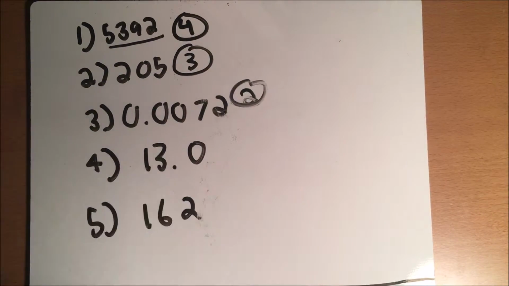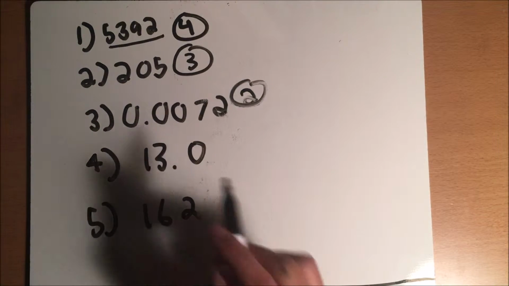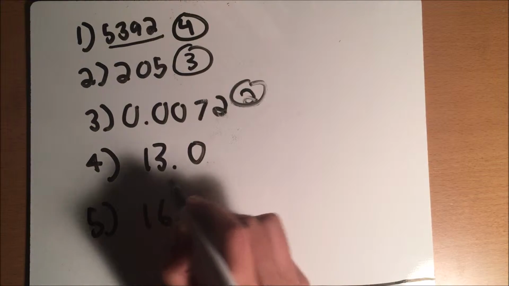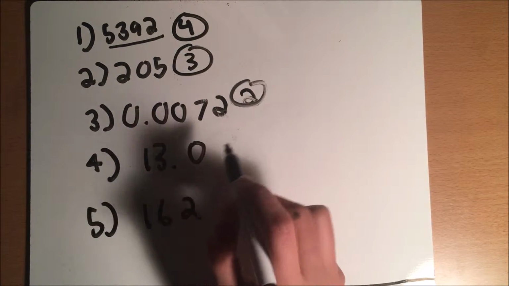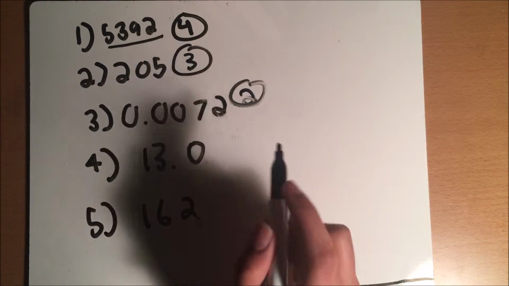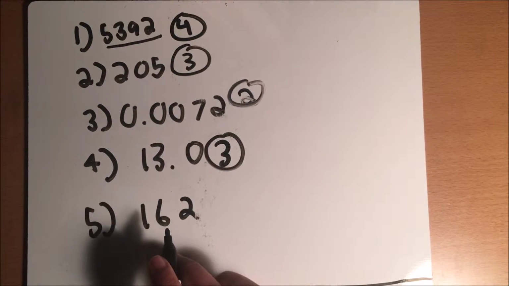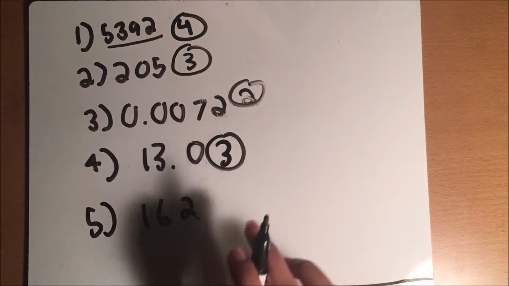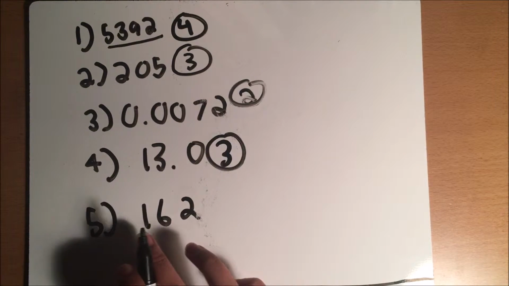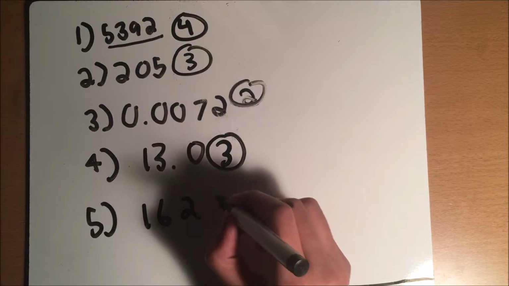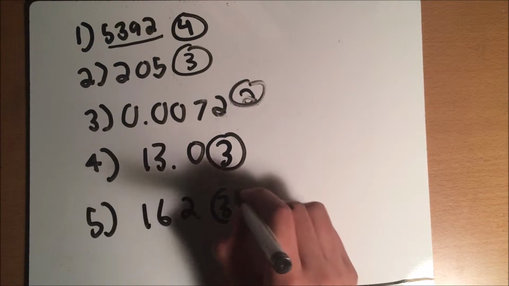For number 4, it has 3 significant figures because it has 2 non-zeros and 1 zero, but the zero follows the decimal point, so it is significant. Now the last example is kind of like the first example, in which all 3 of them are significant, meaning the end result is 3 significant figures.